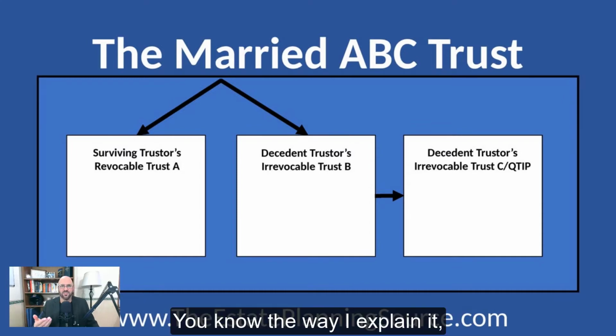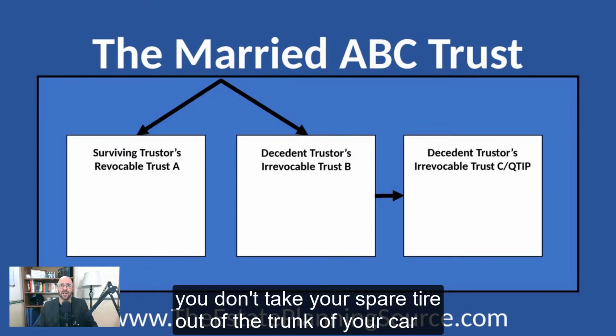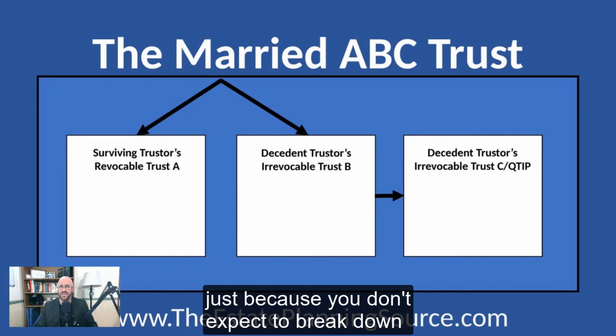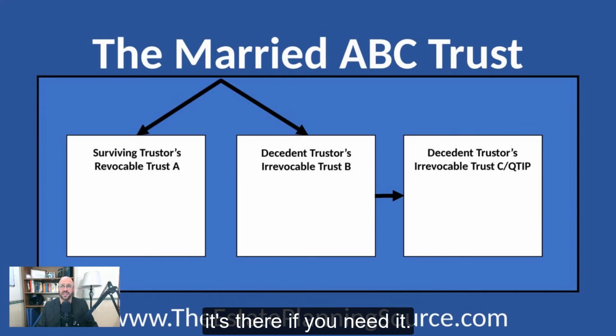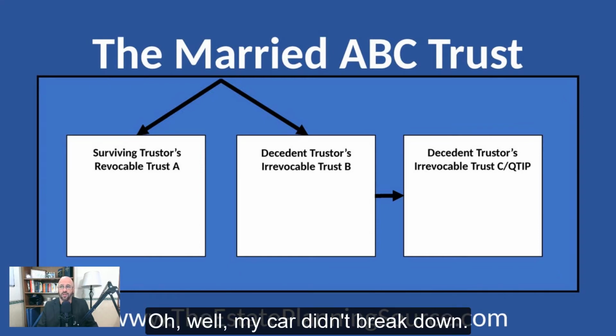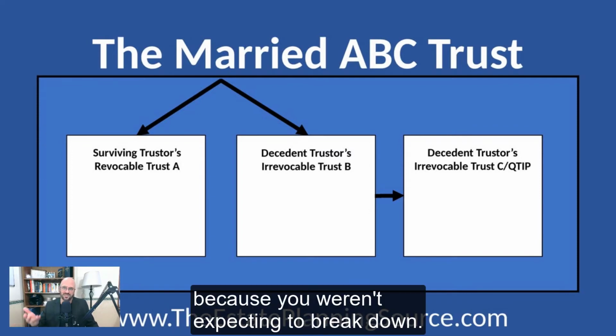You know, the way I explain it, you don't take your spare tire out of the trunk of your car just because you don't expect to break down on the 5-mile trip to the grocery store. It's there if you need it. Oh, well, my car didn't break down. Great. You don't pull the tire out because you weren't expecting to break down.